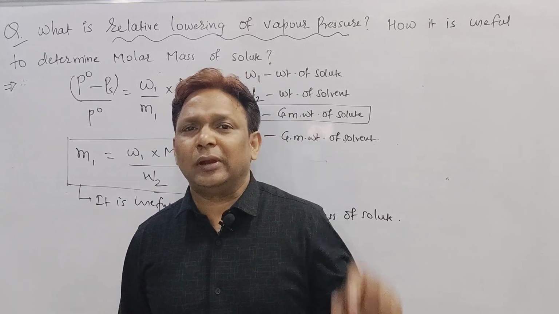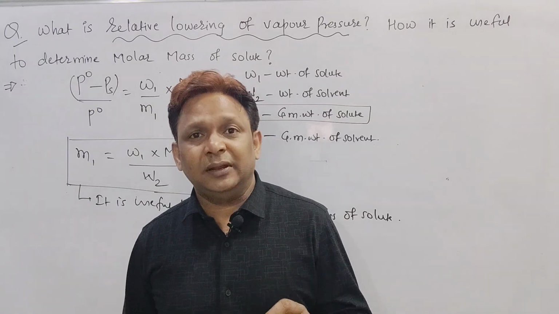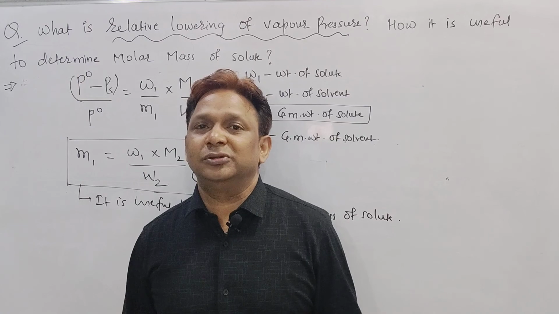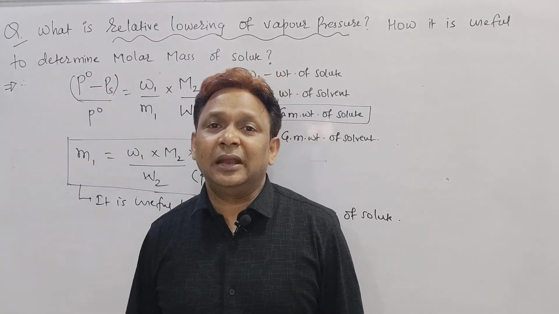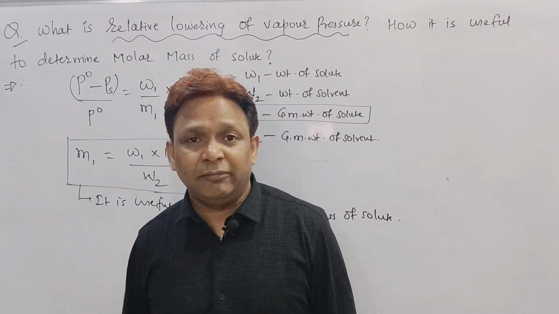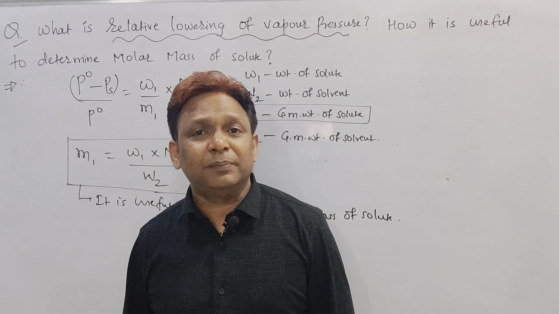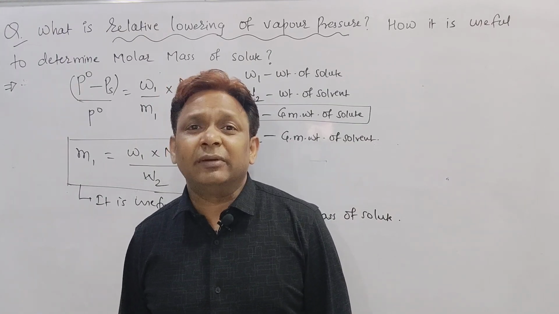So how do we write the statement? Lowering in vapor pressure is the difference between the vapor pressure of the pure solvent and the vapor pressure of the solution. Then come to the relative lowering in vapor pressure, RLVP. It is equal to delta P by P naught, and delta P is P naught minus PS, so it is P naught minus PS by P naught.